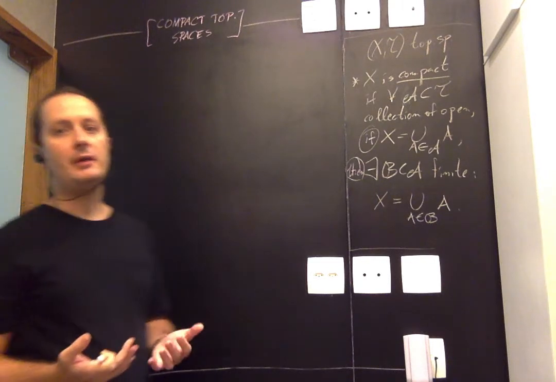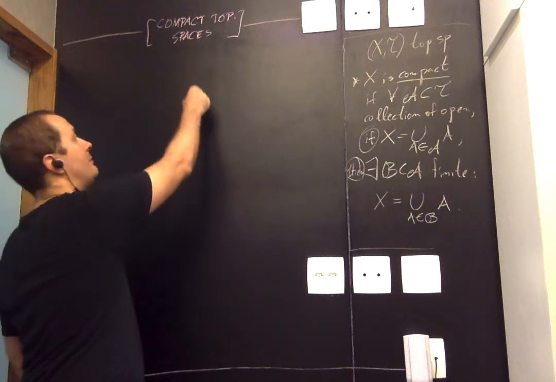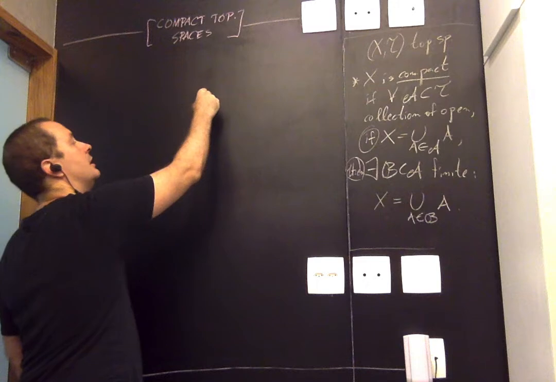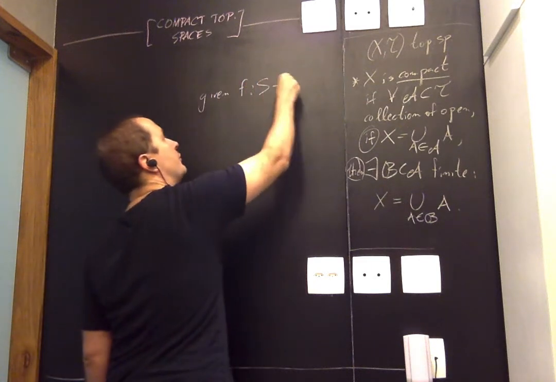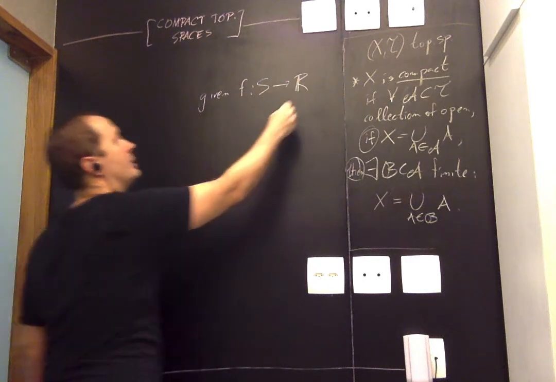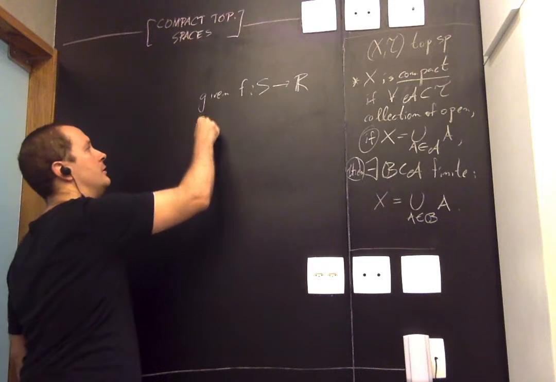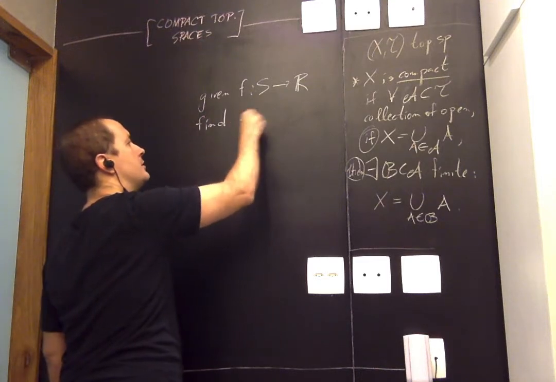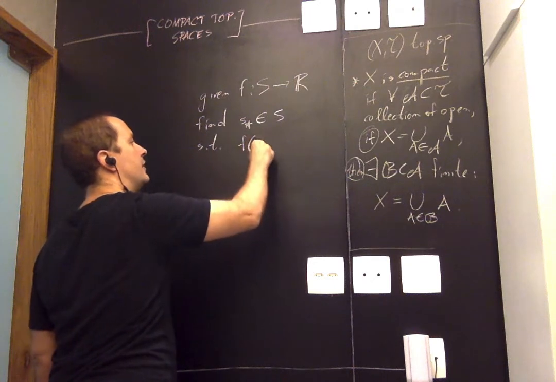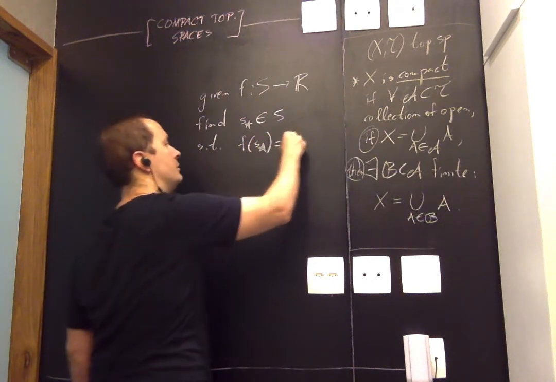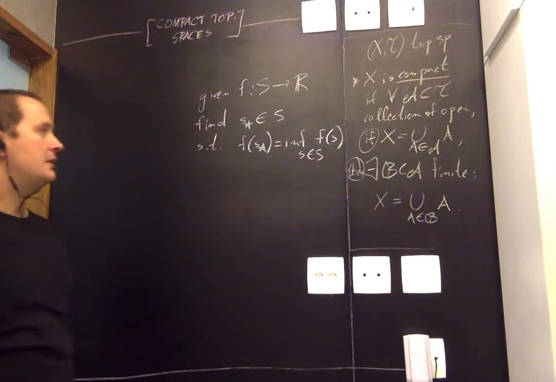Our main use for compactness would be to consider minimization problems. Oftentimes in mathematics we have problems like: given a certain function f from some space to R, or maybe this function could take infinite values or something like that, you want to find an s star in S such that the value of f at the point s star is as small as possible. Right, what are examples of this problem?